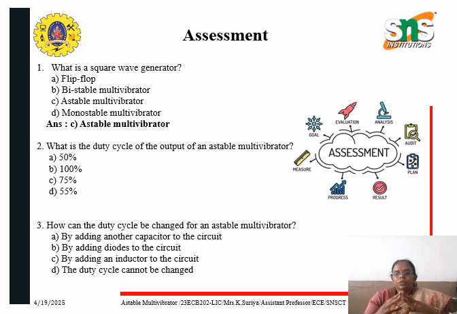Next one is, what is the duty cycle of the output of the astable multivibrator? So you know that the approximate duty cycle of an astable multivibrator is 50%. Next one is, how can the duty cycle be changed for an astable multivibrator? So the duty cycle can be changed by adding diodes to the circuit.